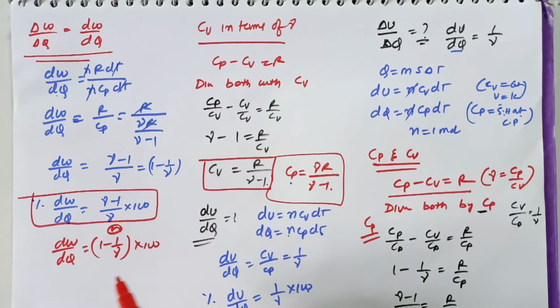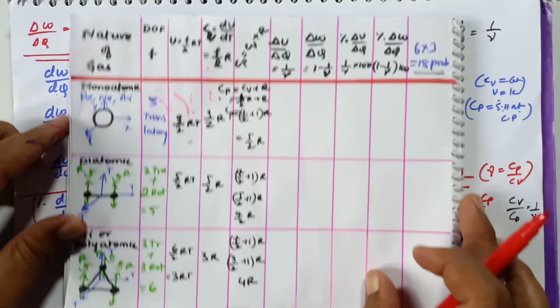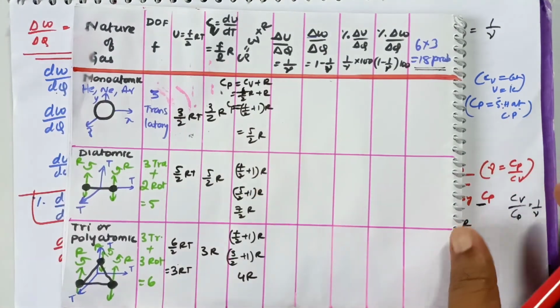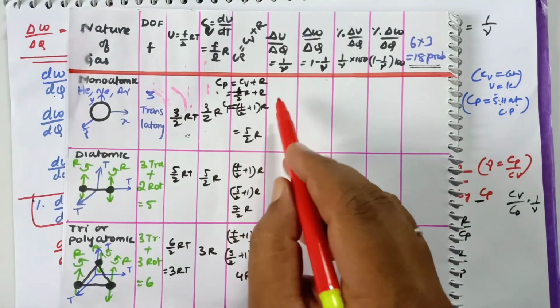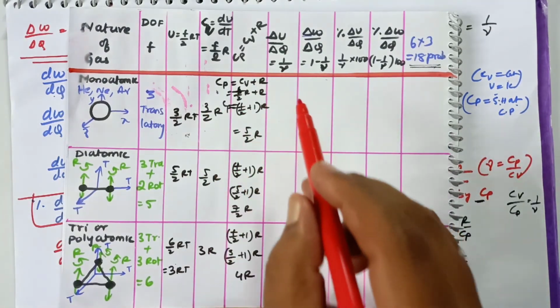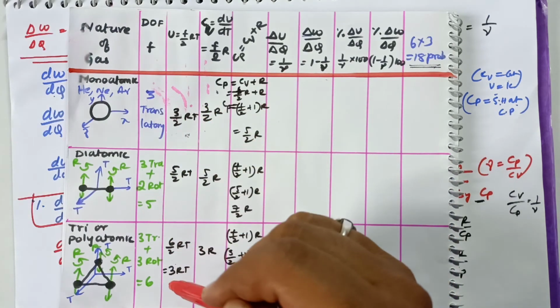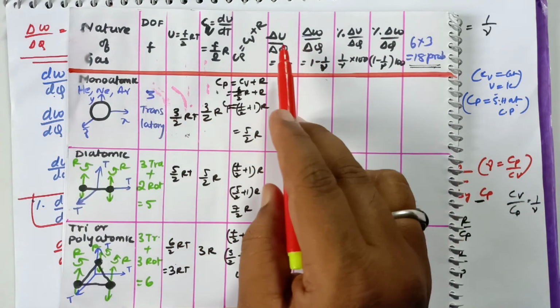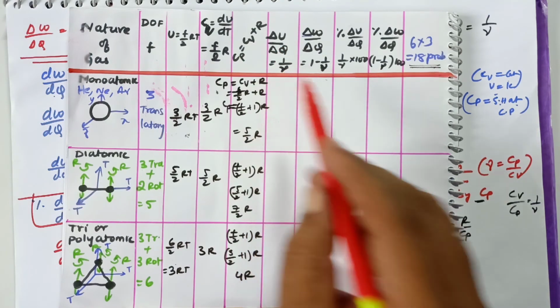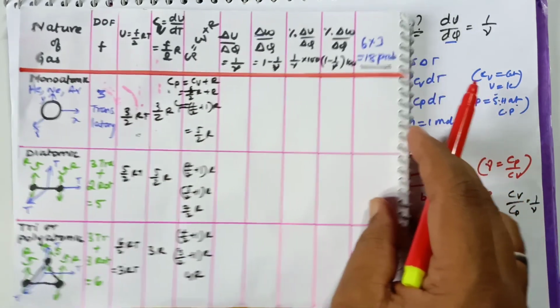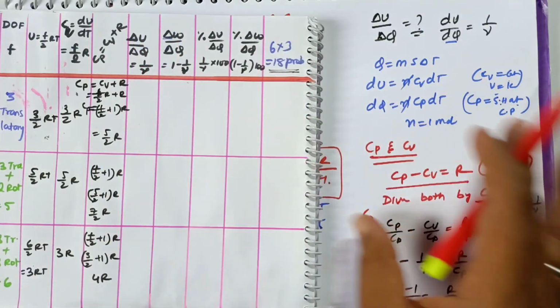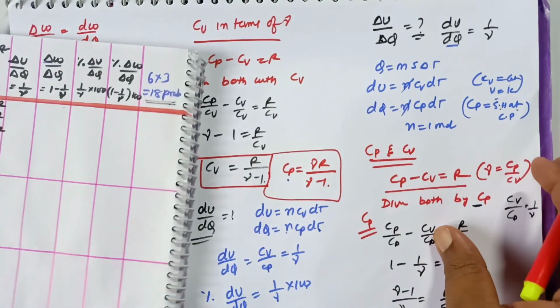Next, how to fill up this table? That is a big question before us. You need to fill up this table now. So you know the value of gamma here. How are you going to find out the value of gamma? Once you know the value of gamma in all these three cases, it's very simple to find out the value of delta u by delta q. Let us discuss the value of gamma on a separate page here.